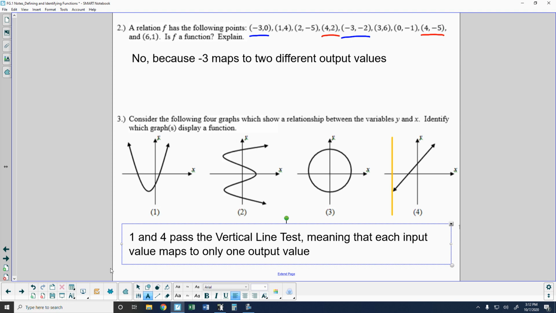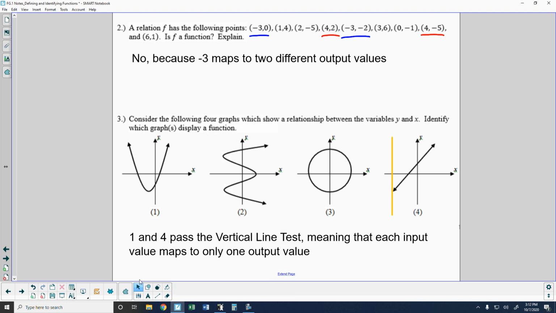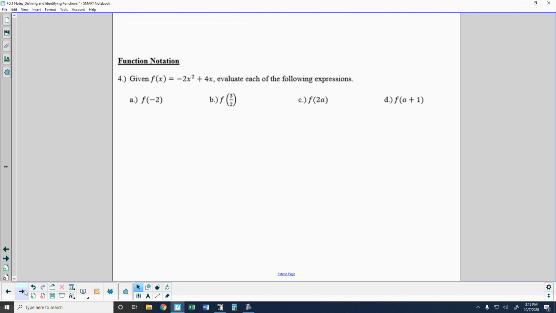So if you did say that 1 and 4 pass the vertical line test, that would be good enough, but we can also elaborate that and relate that back to the definition. So this is basically how we're going to take a look at relations and determine if they're a function or not.